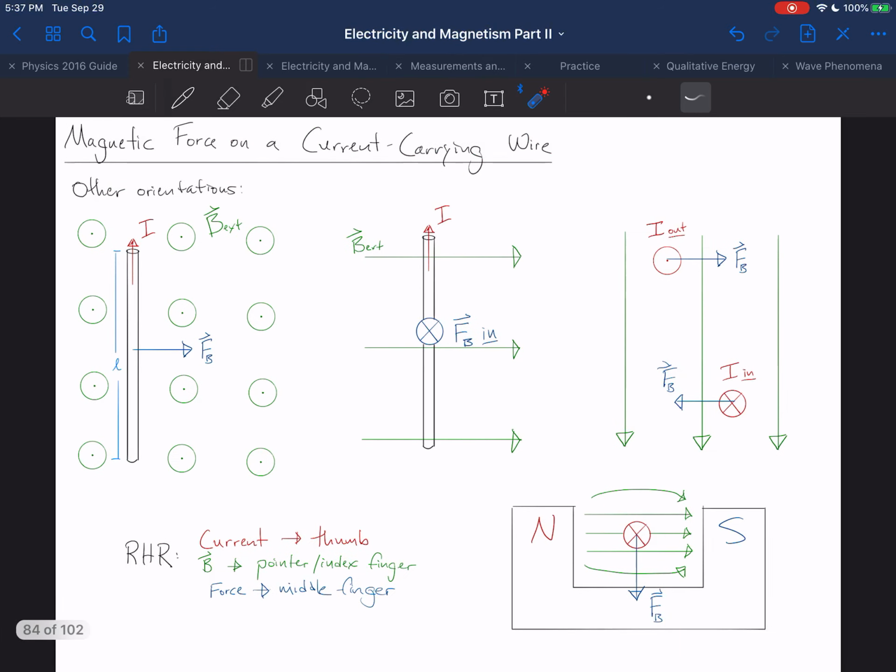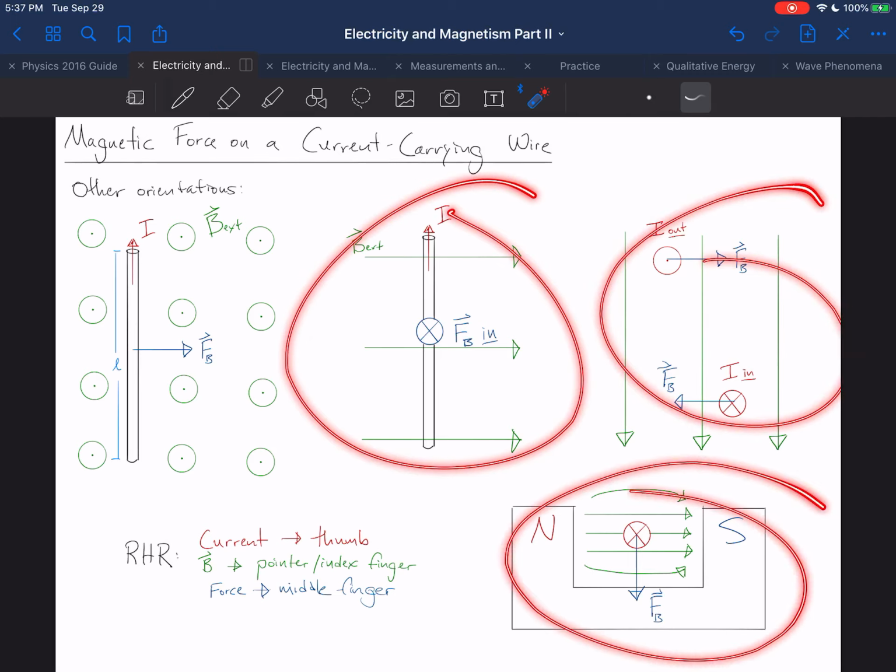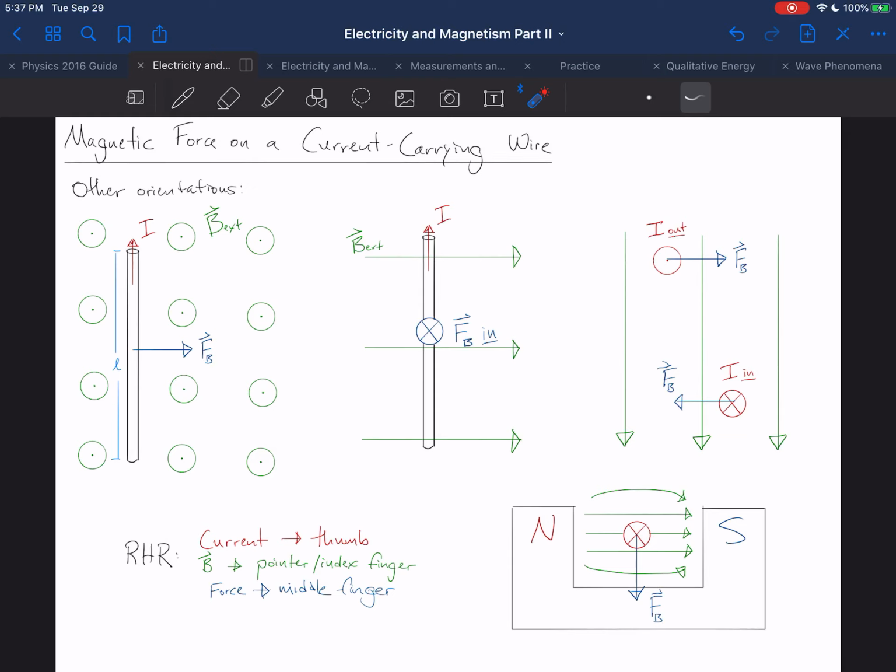Using this right-hand rule, we can apply it to other orientations, including what happens if the current is straight up and the magnetic field is out. If the current is straight up, you put your thumb in the direction of the current, you point your index finger in the direction of the magnetic field straight out, and that gives you a magnetic force to the right. You may need to break your wrist to do this fully, but that's just part of the deal. I would encourage you to practice along with each of these different orientations as we move forward. So what about this example?